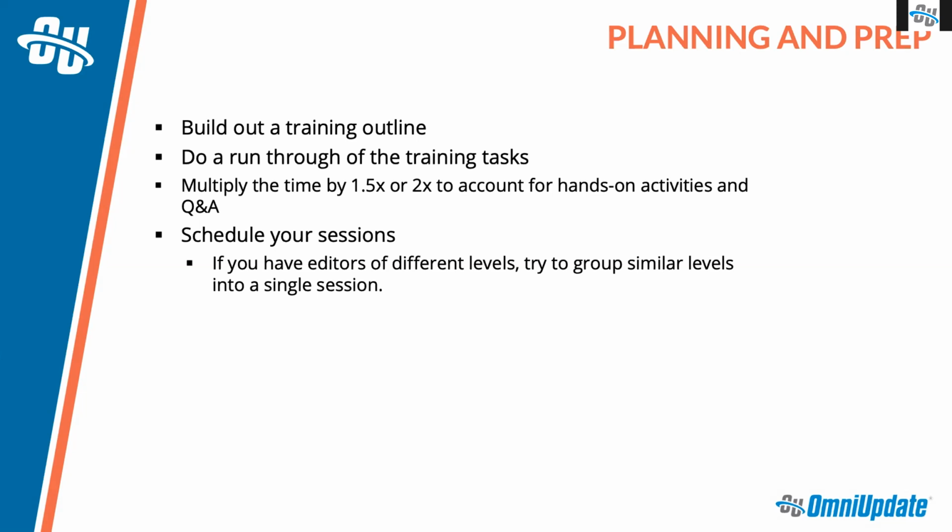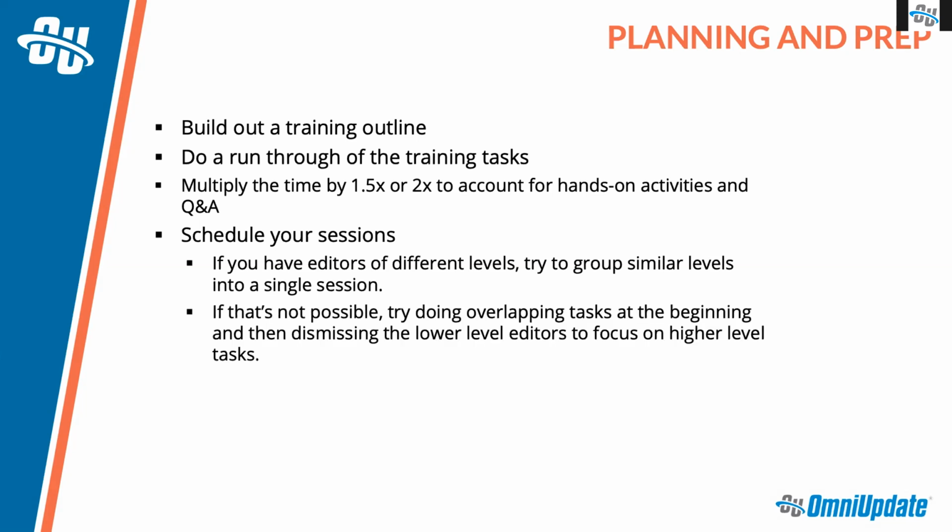Now, sometimes that's not really feasible. It may be based upon how many people you're training. It may be based upon simply time constraints. So in the event that you do need to mix different levels, I recommend doing your overlapping tasks at the beginning. So all of your basic editing processes at the beginning. And then once all those processes are done, you can then dismiss the lower level editors and keep the higher level editors to continue on with the more advanced tasks.